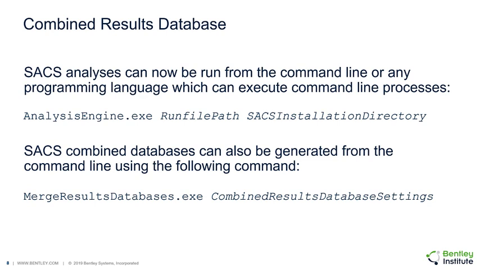The SACS analysis can now be run from the command line or any programming language which can execute command line processes with analysisengine.exe with the run file path and the SACS installation directory path. The SACS combined databases can also be generated from the command line using the following command: merge results databases.exe with the Combined Results Database settings file path. Keep in mind that you may need to use absolute paths for the exe locations, which are in the SACS installation directory. You can also try adding a SACS installation path to the path environmental variable in Windows settings.